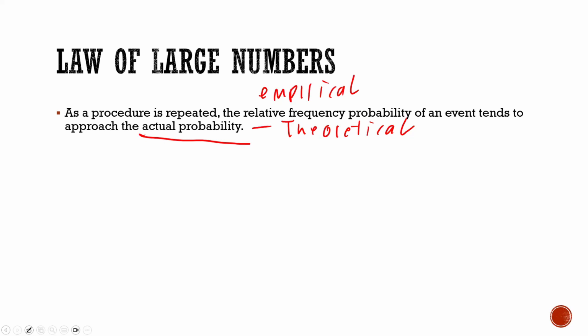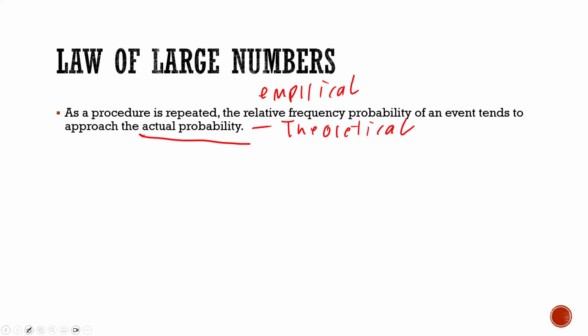Imagine rolling a dice, like I was just talking about with Bob. If I roll a dice 6 times, I'm not guaranteed to get 1, 2, 3, etc. If I roll it 60 times, I might not get exactly 10 ones. And if I roll it 600 times, I might not get exactly 100 ones. It might not be 1/6, but the more times I roll it, the closer on average I'm going to get to the actual probability.